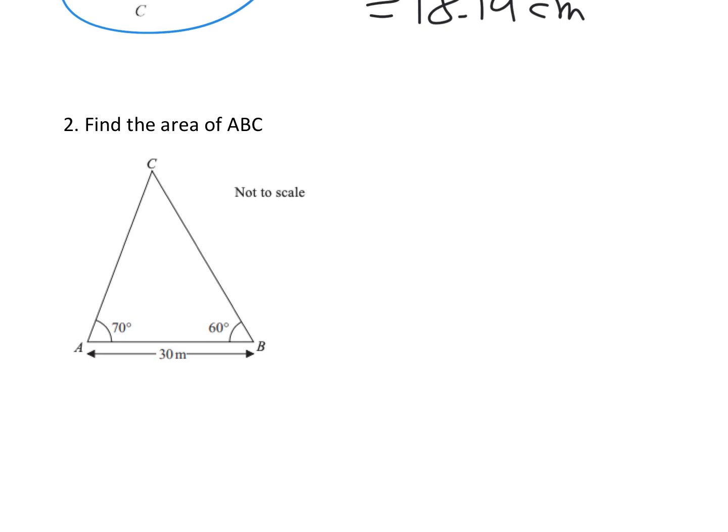In question 2, we have to find the area of ABC again, but this time we haven't got all the information that we need. We need to have an angle and the two sides that are making that angle. So we'd need to have AC if we used angle 70, or if we used angle 60, we'd need to have the CB. So we need to find another side. How do we do that? Well, we haven't got a matching pair of corresponding angle and side, so we can't use the sine rule, and we can't use the cosine rule because we haven't got enough sides.